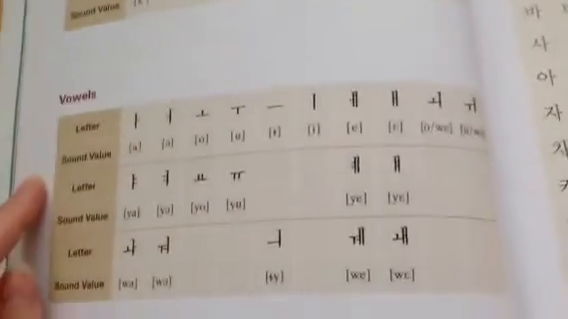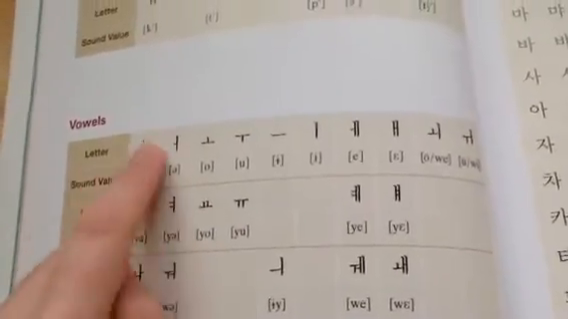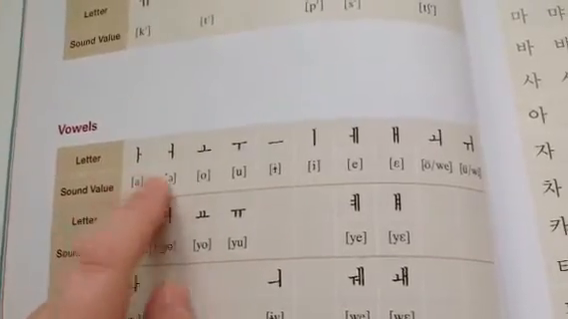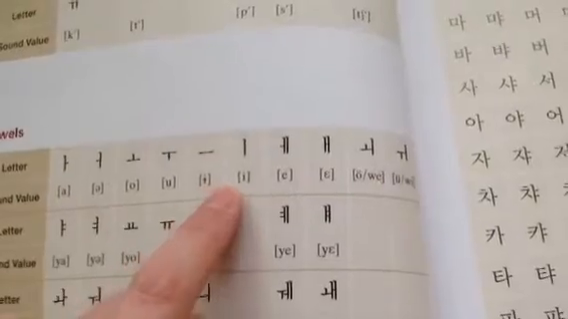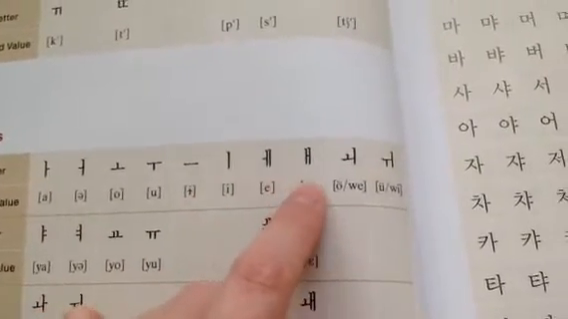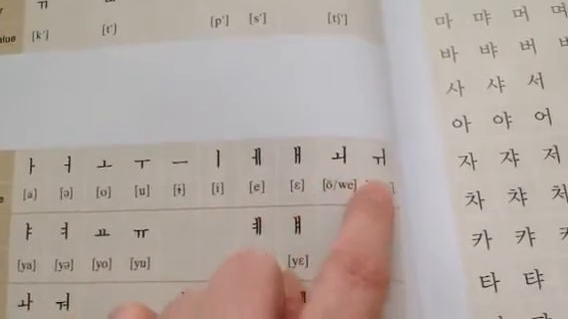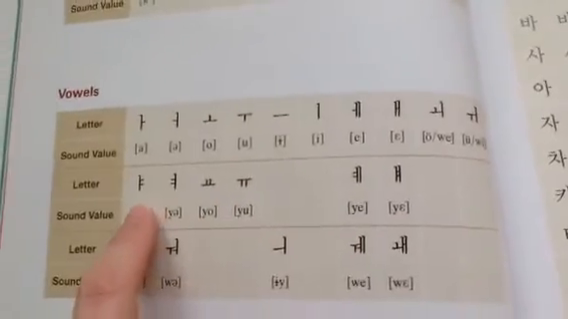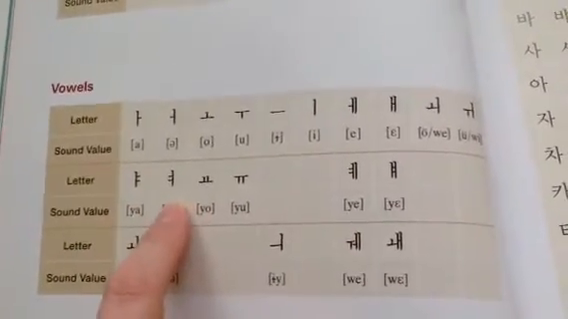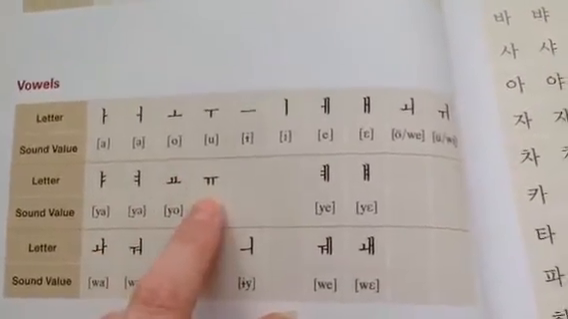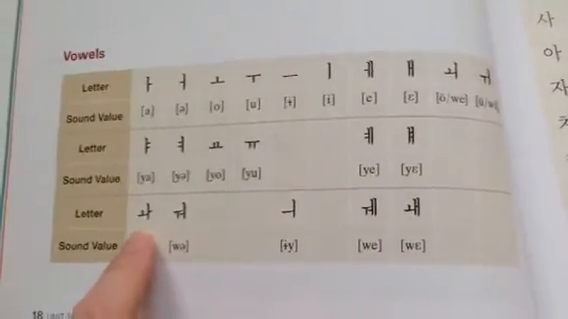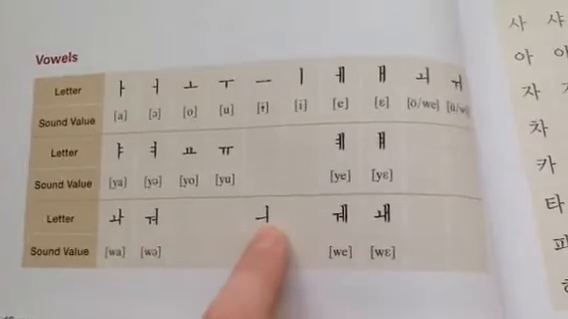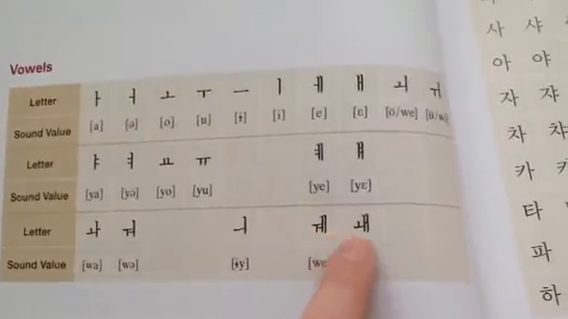And here you have vowels, okay? So this is it. A, O, O, U, I, E, W. And here's like Ya, Yo, Yo, You, Ye, Wa, Wo, We.